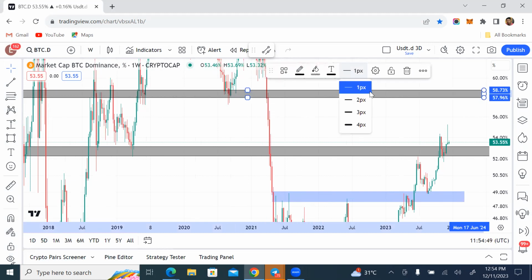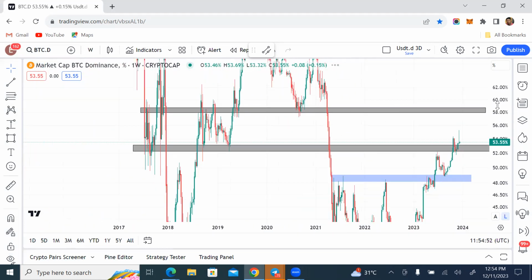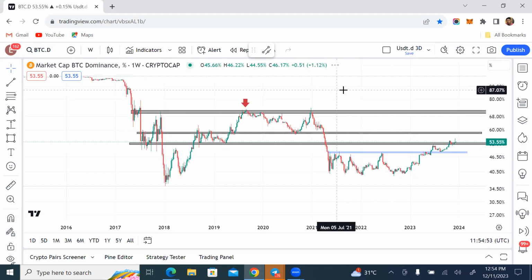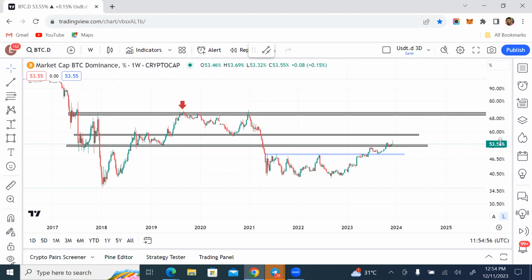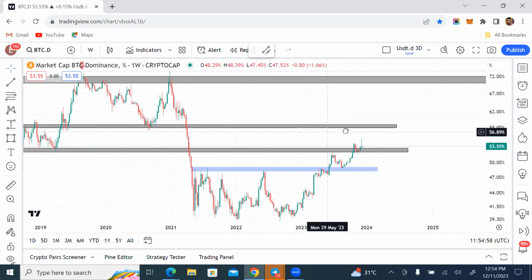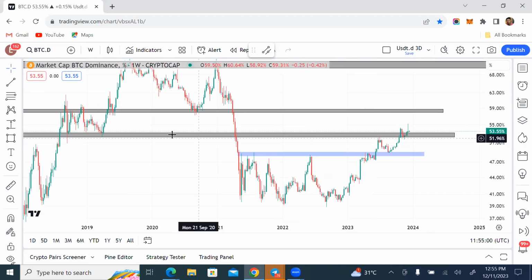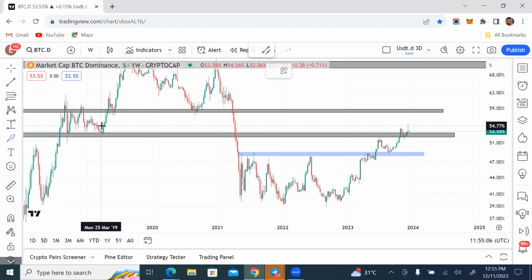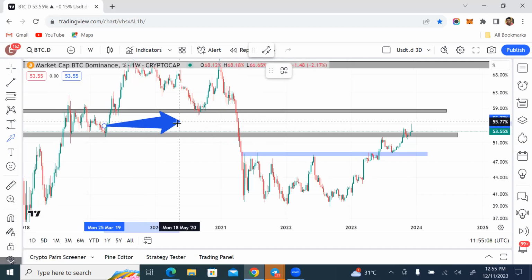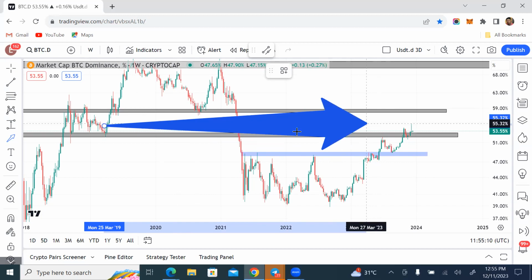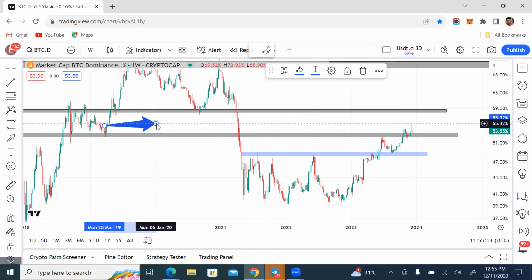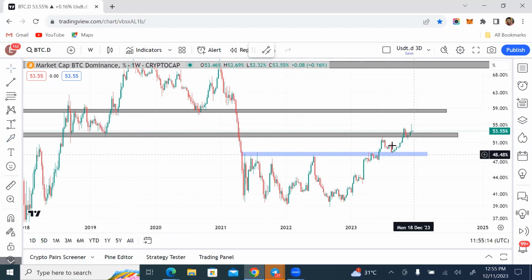Let me just come out a little bit. So here's the current price action. We're looking at this area right here. This is our point or area of concentration right now.